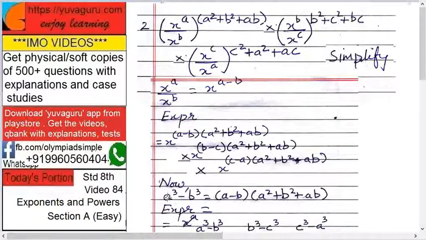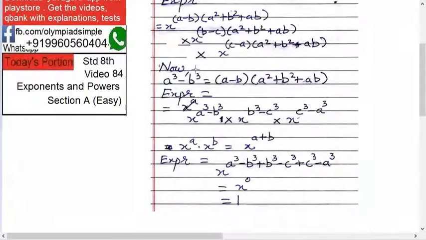So where are we now? a cube minus b cube equals a minus b into a square plus b square plus ab. We are finding the similarity over here. So this expression becomes x raised to a cube minus b cube, and the second one becomes b cube minus c cube. The third one becomes x raised to c cube minus a cube. Now you add them, because x raised to a into x raised to b equals x raised to a plus b. So similarly, this logic.